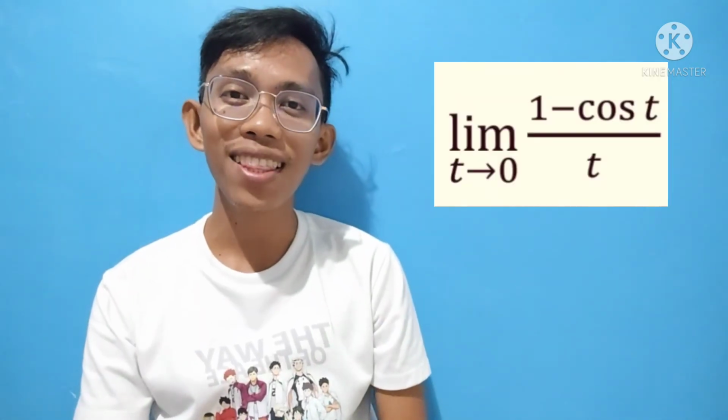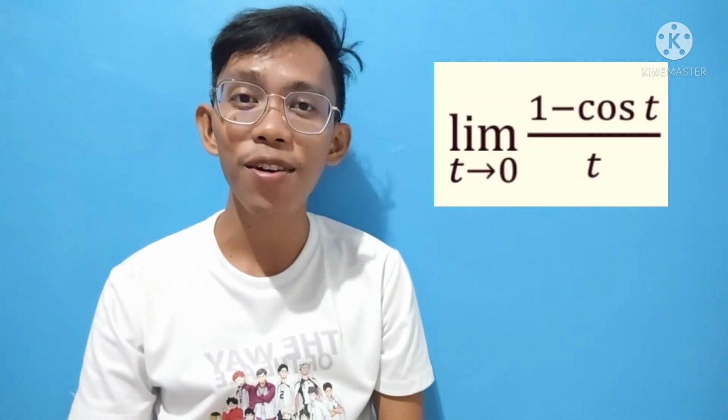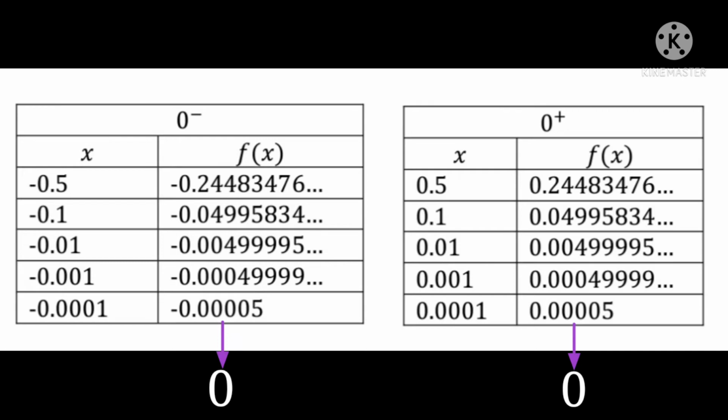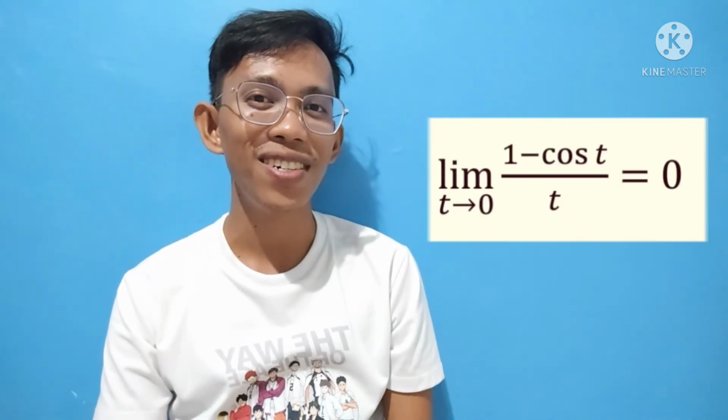Okay. For this one, ganun ulit. Gagawa tayo ng table of values. And this is what we will have. And what do we observe? We observe that the limit as we approach 0 from the left is 0. At ganun din, if we approach it from the right, the limit is also 0. Hence, the value of this limit is 0.